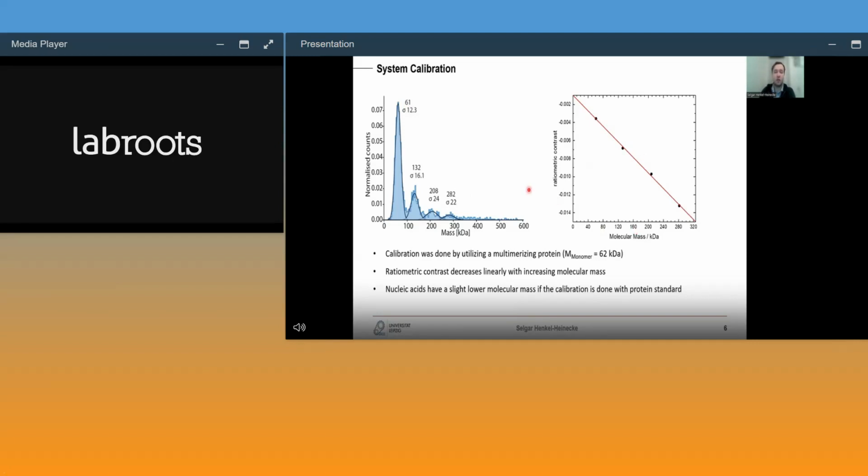What we should keep in mind for the rest of the talk already is that nucleic acids appear with a slightly lower molecular mass. The calibration is done with the protein standard. So this means, for example, for DNA, it appears in such a spectrum with only about 80% of the expected or calculated mass.